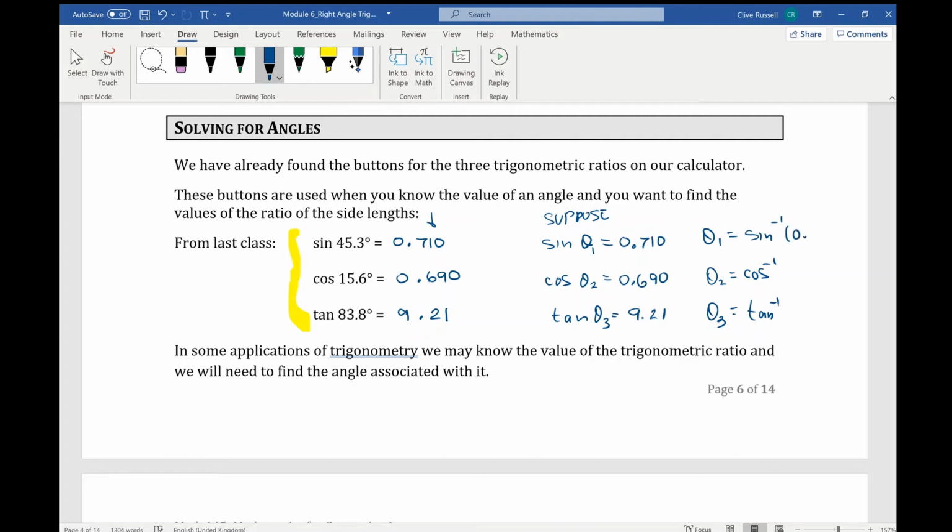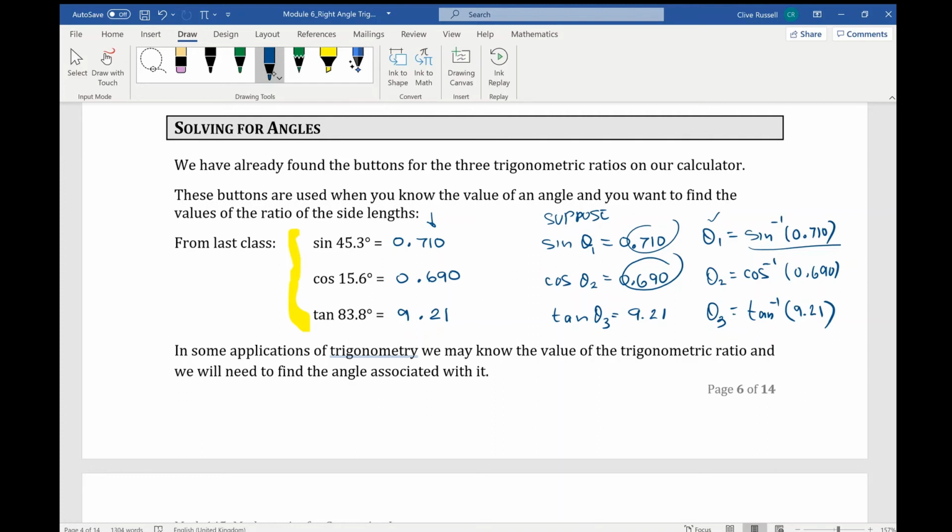The 0.710 there, which is this value, and also 0.690, which is this here. And for tangent, you put 9.21. So I'm going to tell you how this reads. The sine -1, and listen carefully, the sine -1 means you could read it as the angle whose sine is 0.710.